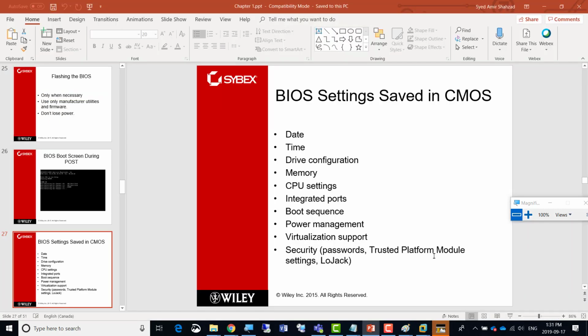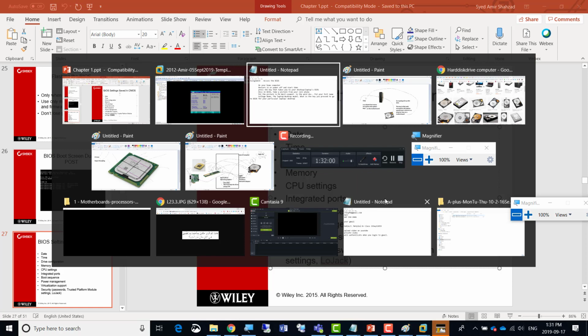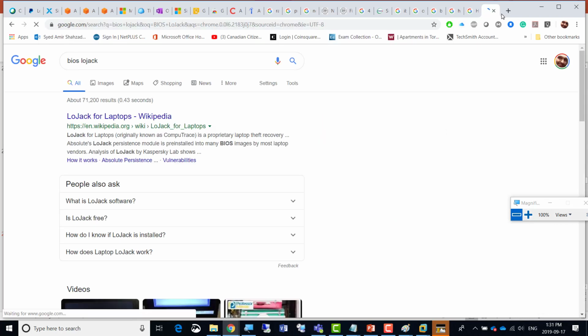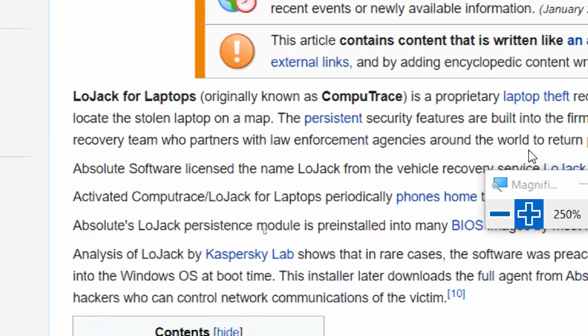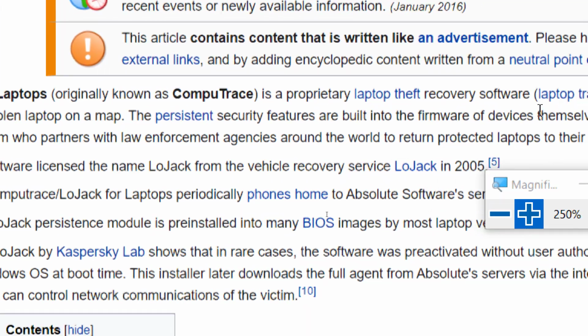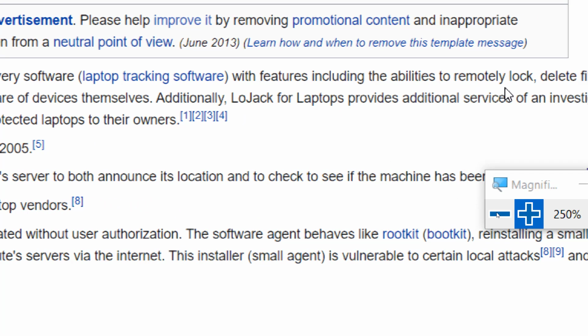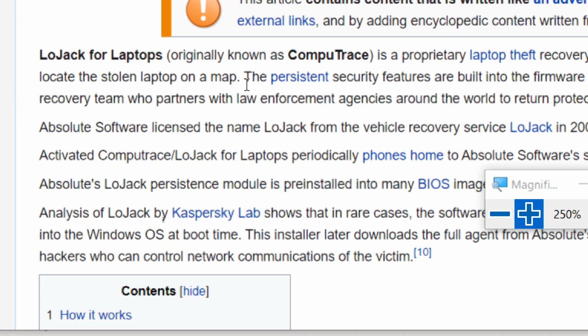That means let's continue. So here now, this is LoJack. BIOS and then LoJack. So what is this? LoJack for laptops, originally known as CompuTrace, is a proprietary laptop theft recovery software, laptop tracking software, with features including the abilities to remotely lock, delete files from, and locate the stolen laptop on a map.